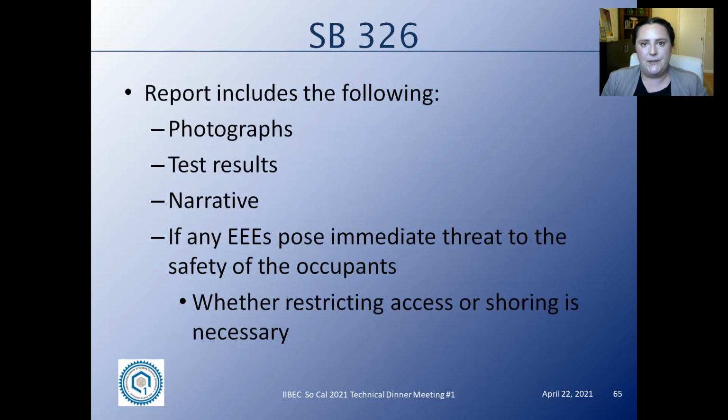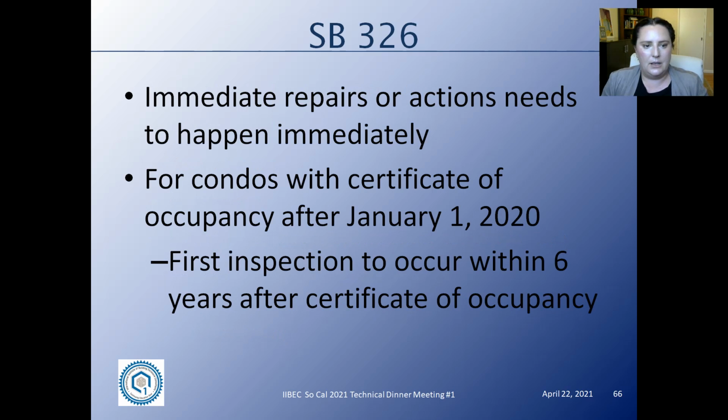And again, if any triple E's pose an immediate threat to the safety of the occupants, the inspector or the report writer needs to indicate whether restricting access or shoring is necessary. Following the report, immediate repairs or actions need to happen immediately to address the hazardous conditions, the immediate threat to life safety conditions. For condominiums with a certificate of occupancy after January 1st, 2020, the first inspection has to occur within 6 years of the certificate of occupancy. So like 721, with 326 the age of the building does not matter. Brand new buildings will also need to follow these inspection requirements.